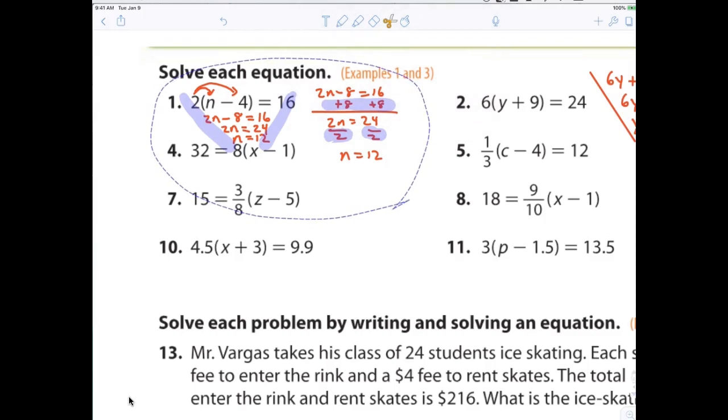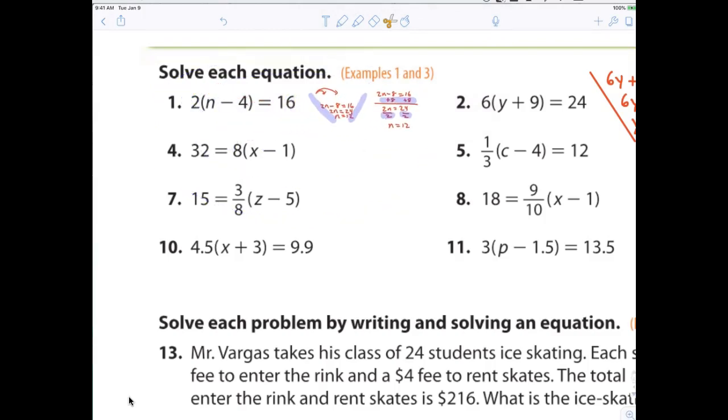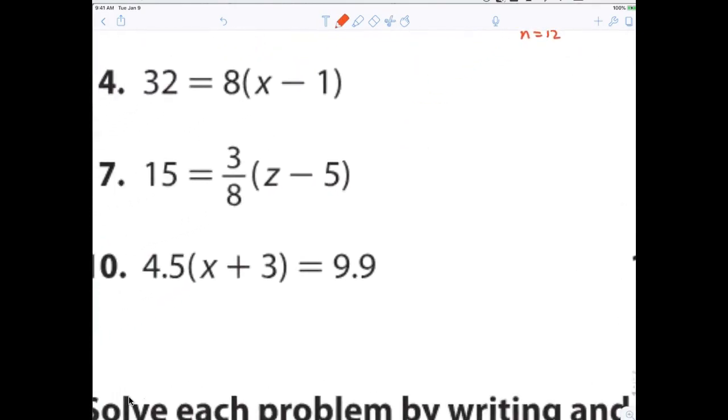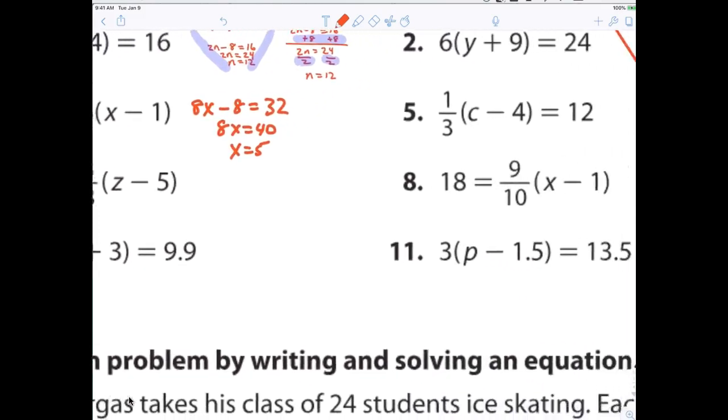4. I'm going to have Miss Pliego do number 4. All right. I want you to distribute for me, Miss Pliego. Yes, ma'am. Good job, girl. Wow, very good. How's that feel? Good, girl. Come on, that's what I'm expecting out of you every day. No more of this wimpy stuff.